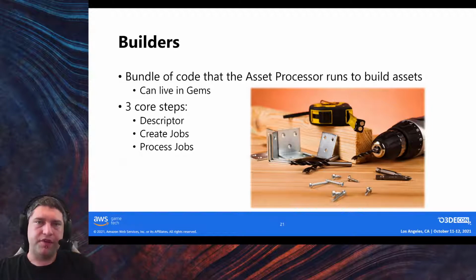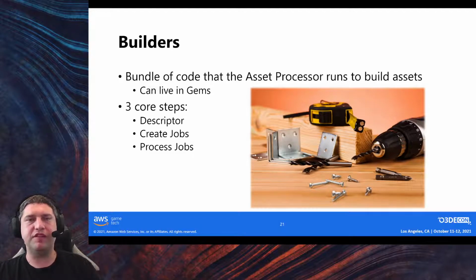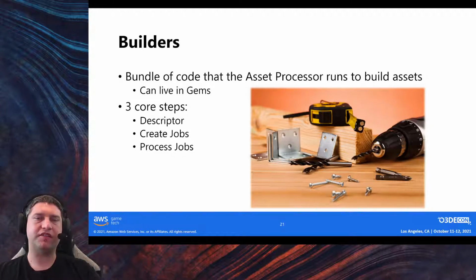These asset builders are a bundle of code the asset processor uses to build assets. And they have three steps here. The first is the descriptor, which is a quick way for the asset processor to filter source assets into an appropriate builder. Then job creation, which is where the builder will add jobs to the queue to be run. And then process job, which is when that job actually gets run by the builder.